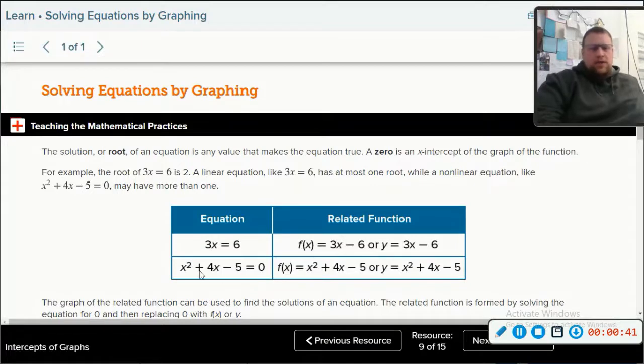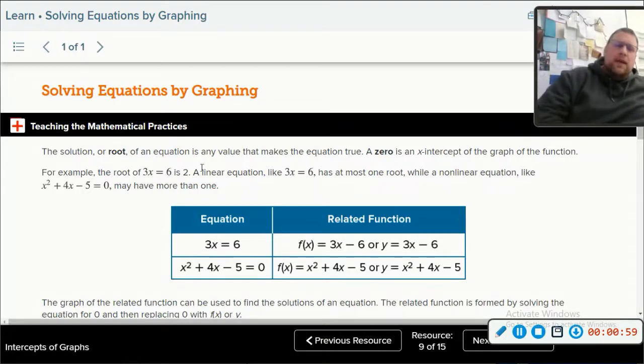The related function to x squared plus 4x minus 5 equals 0 is f of x equals x squared plus 4x minus 5. Or y equals x squared plus 4x minus 5. Pause it if you need to, and then I'm going to move on. Boom, let's move on. All right, so some things to establish here.